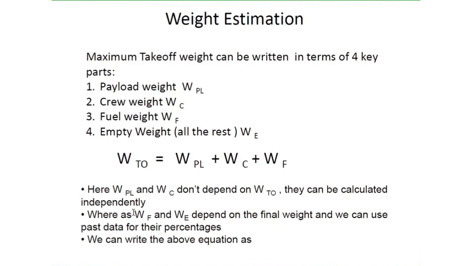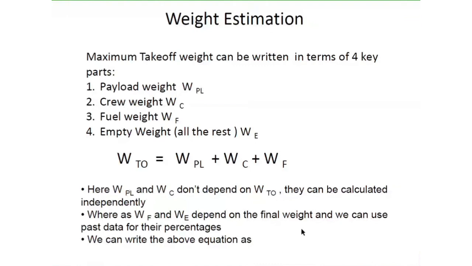The empty weight is the weight of all the rest of the things, like the engine, structures, the landing gears, and lubricating oil, and everything else other than payload, crew, and fuel. And the WE depends on the nature of the aircraft, also the overall weight of the aircraft. They are part of the fraction. Similarly, fuel is a fraction of the aircraft's weight, and you can use past data for their percentages, as well as do a detailed estimation based on the kind of fuel consumption and so on.